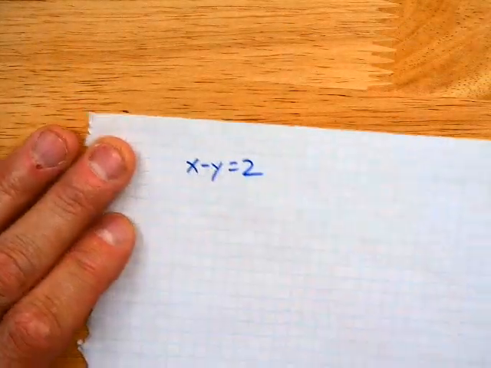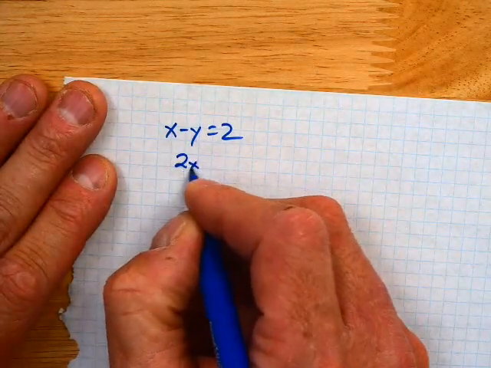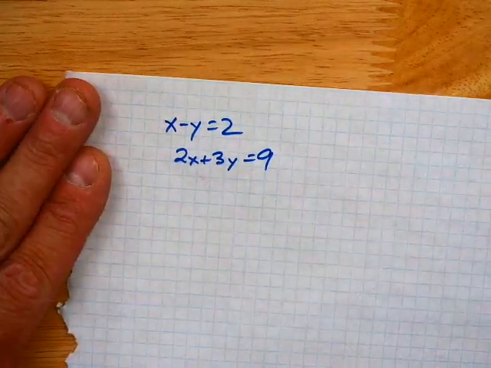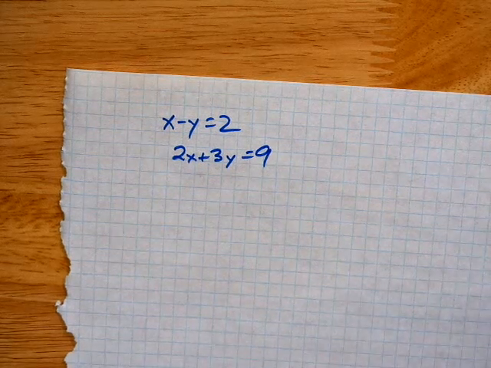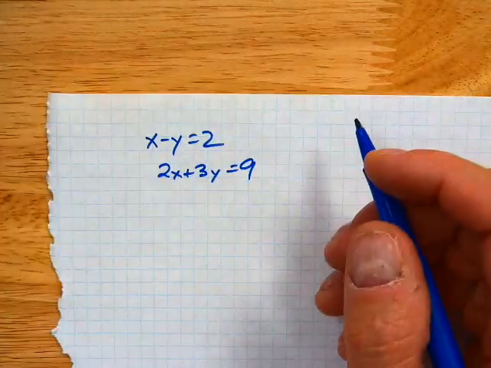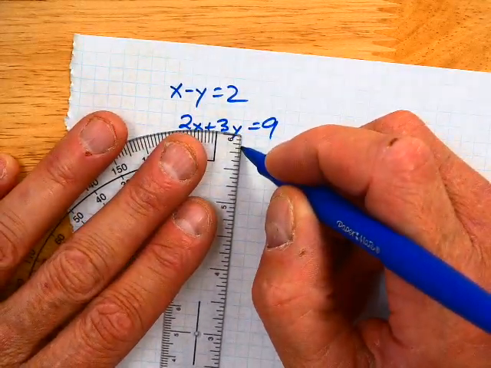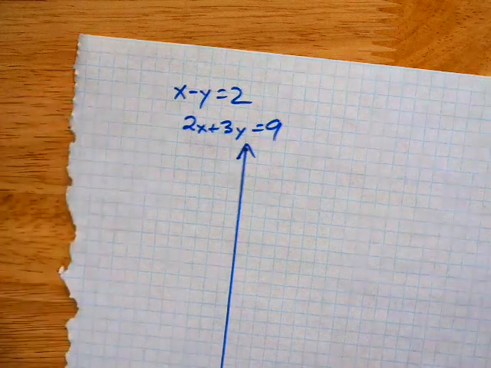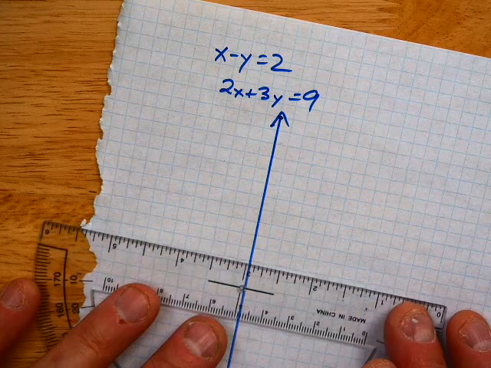Okay? Systems can be really big and really ugly, but the ones we're going to work with have two variables. So what we're going to do today is graph systems to solve. If I give you a system to graph, I'm going to go to graph paper, and you'll see what I'm talking about.